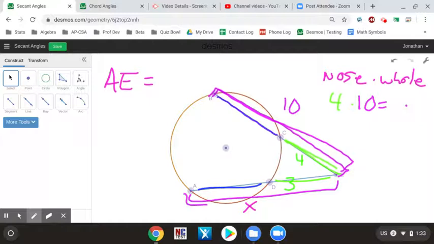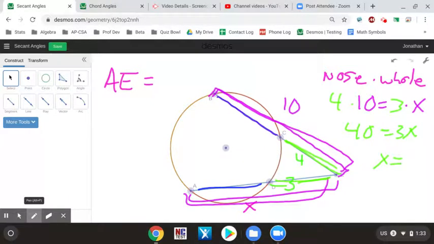In this case, we don't know the whole thing. The whole thing is x. That's what we're looking for. But we do know that the nose piece here is 3. So 4 times 10 equals 3 times x. We'll go ahead and solve. 40 will be 3x, and then x is going to be 40 divided by 3, which is about 13.3.